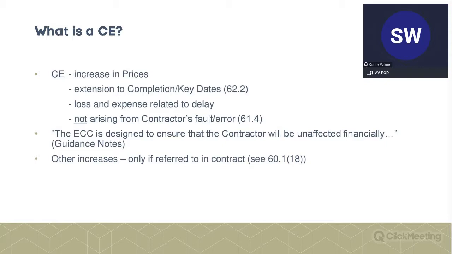Just a reminder about compensation events. It's any increase in prices. So it includes what we would have in JCT as a variation. It also includes your loss and expense under JCT. So just be careful about that when we're thinking about the shorter schedule and the contract options A and B. Just also remember that it also includes your extensions of time, but the purpose today isn't to focus on that.